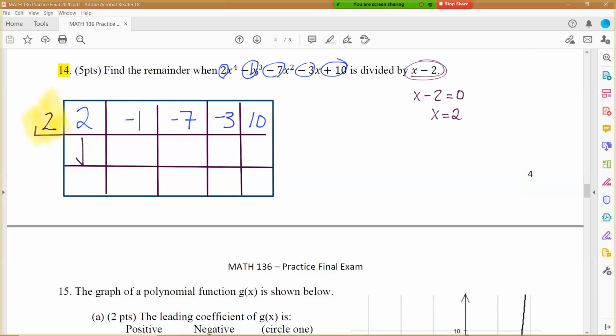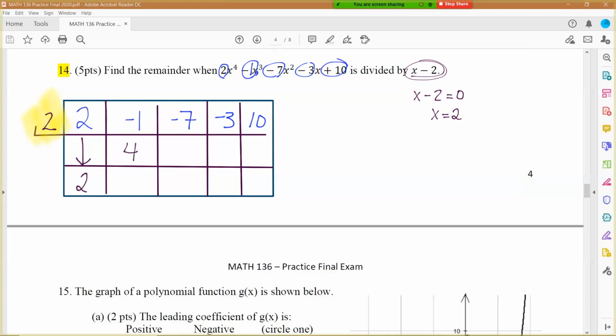Remember, the first number always gets brought down. So here the 2 is getting brought down right there. And then we start our cycle to fill in the rest of the boxes. How do we start our cycle? What do we have to do to get the middle number? Yep, we multiply to get the middle. 2 times 2 gives me 4.